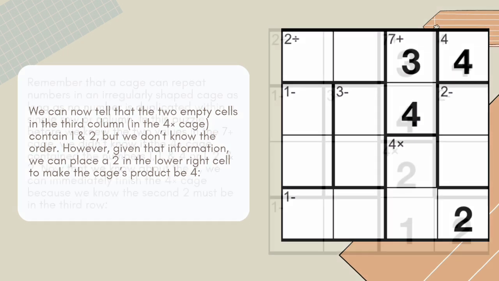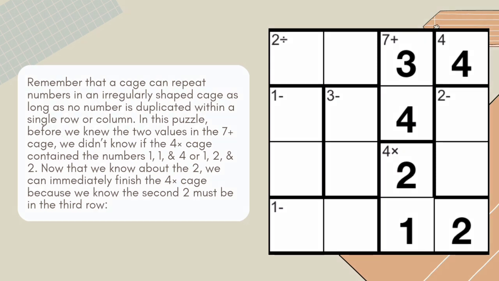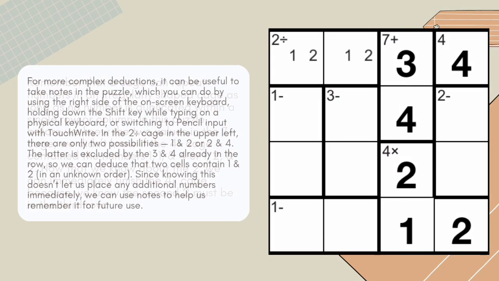Remember that a cage can repeat numbers in a regularly shaped cage as long as no number is duplicated in a single row or column. In this puzzle, before we knew the two values in the 7 plus cage, we didn't know if the 4 times cage contained the numbers 1, 1, and 4 or 1, 2, and 2. Now that we know about the 2, we can immediately finish the 4 times cage because we know that the second 2 must be in the third row.